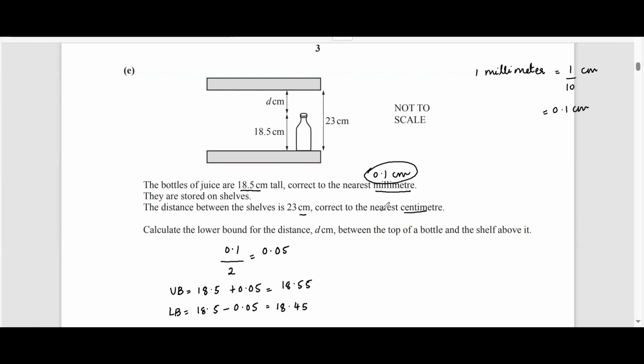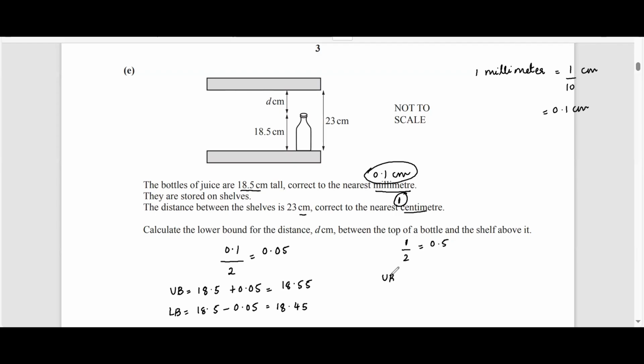Here, the number is not given. It's simply given to the nearest centimeter. That means by default it is 1. So take this number here, to the nearest 1 centimeter. So 1 divided by 2. Whatever the number here, same as before, you divide by 2, you'll get 0.5. This 0.5 should be added to 23 to get the upper bound and should be subtracted from 23 to get the lower bound.